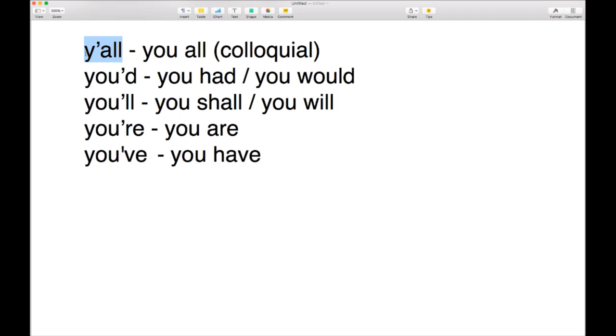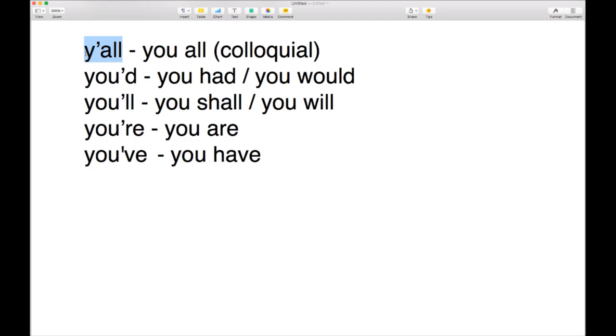Okay, and then we have the last five. Oh, we've gotten through the whole list. Gotten. What a word. We have made it through the whole list. So the fifth to the end word is y'all. Now this is mostly American.